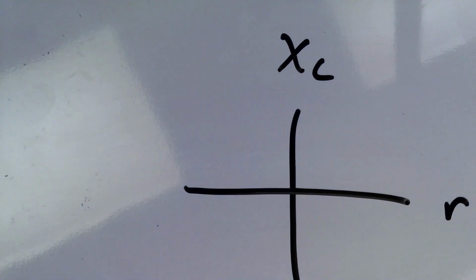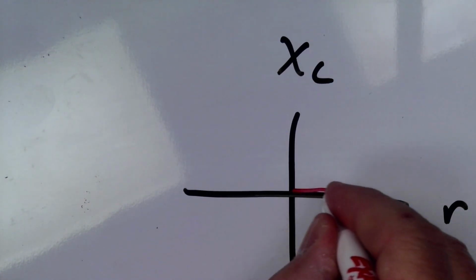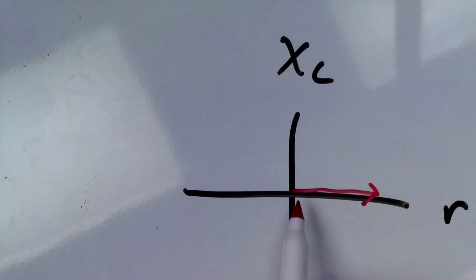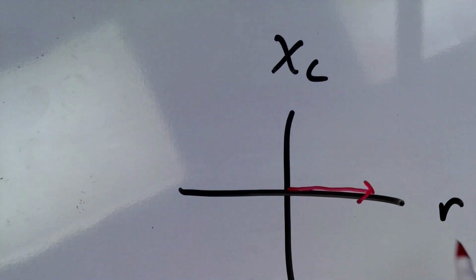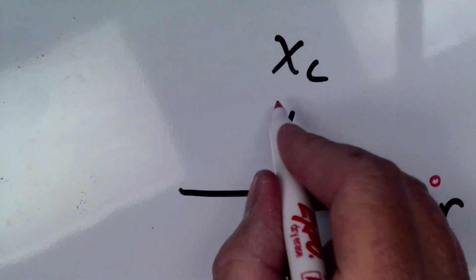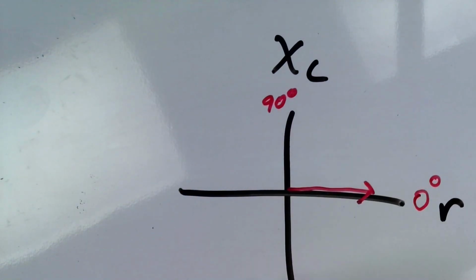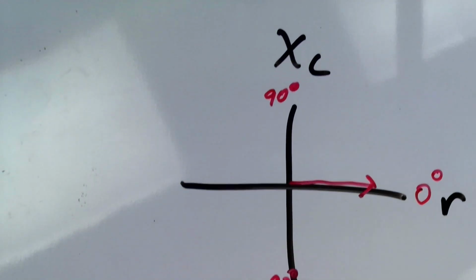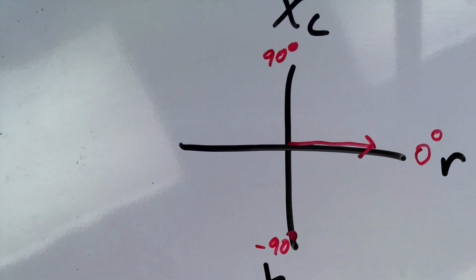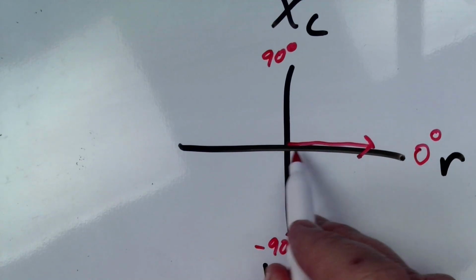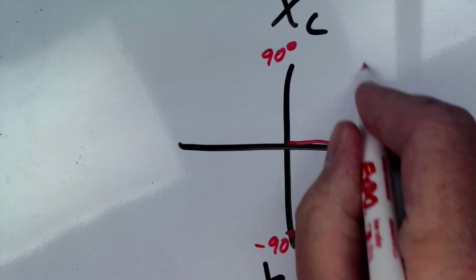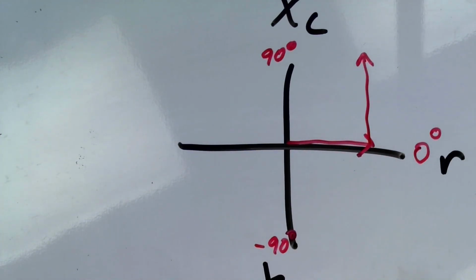So if I have a phasor, right? A phasor is a line that shows both the direction and the angle. And here, the angle is 0 degrees. This angle is 90 degrees. And this is negative 90 degrees, right down there. So if I have my resistance, it is this phasor, and then my reactance would be that phasor.